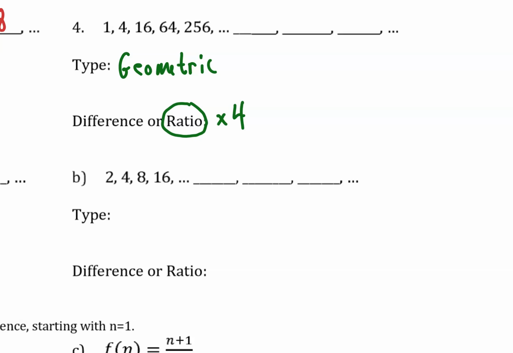So at this point, 256, we're going to multiply that by 4 and get 1024. We take 1024 and multiply that by 4, we get 4096. And we take that term of 4096 and multiply by 4 again, and we're going to get 16384.